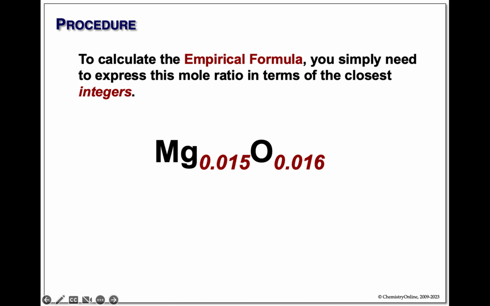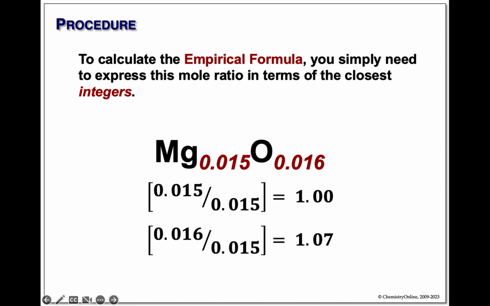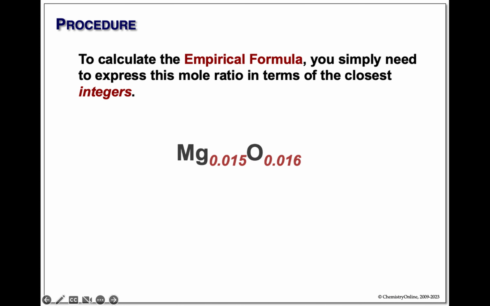So what we do is we take the smallest of the two, whichever it happens to be, and divide everything by it. So 0.015 is the smallest here. That divided by itself is 1. 0.016 divided by 0.015 is 1.07. So our second take on our empirical formula is this.